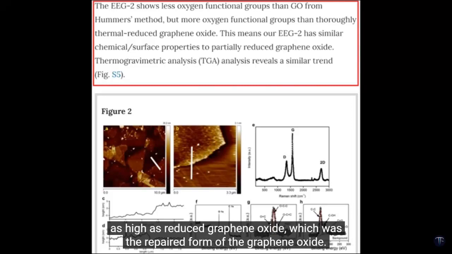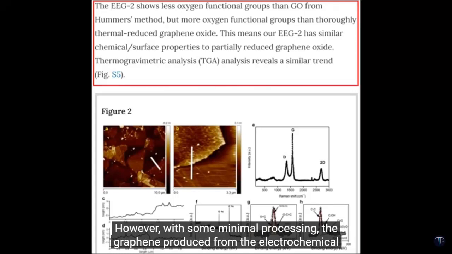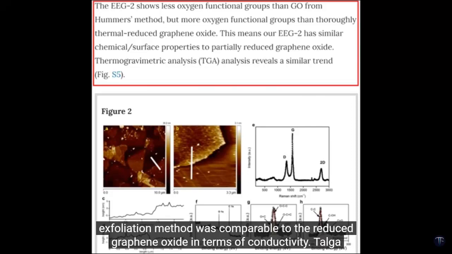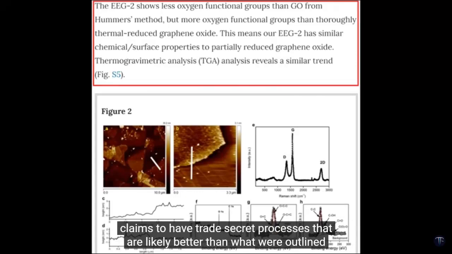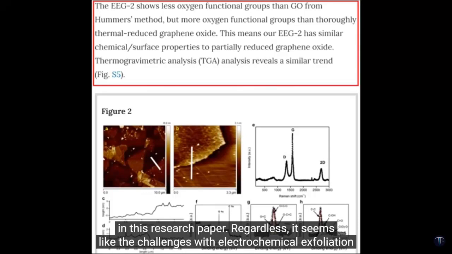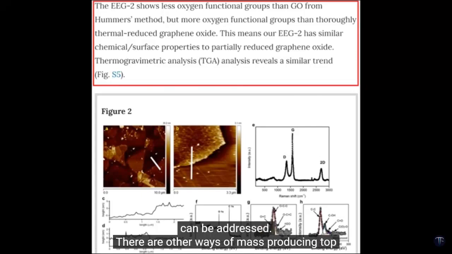However, with some minimal processing, the graphene produced from the electrochemical exfoliation method was comparable to the reduced graphene oxide in terms of conductivity. Tolga claims to have trade secret processes that are likely better than what were outlined in this research paper. Regardless, it seems like the challenges with electrochemical exfoliation can be addressed. There are other ways of mass-producing top-down graphene that are just as promising as what we've seen from Tolga.